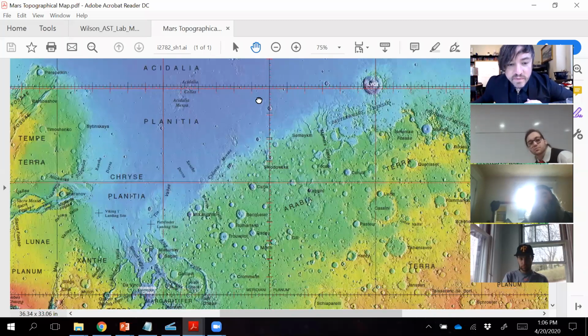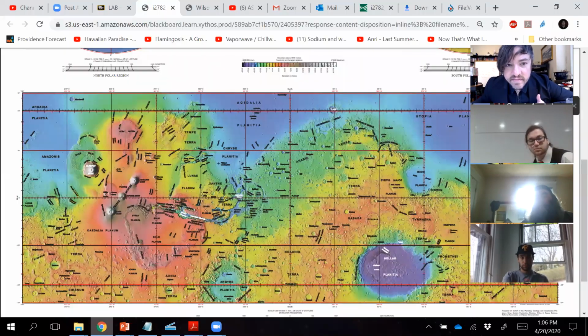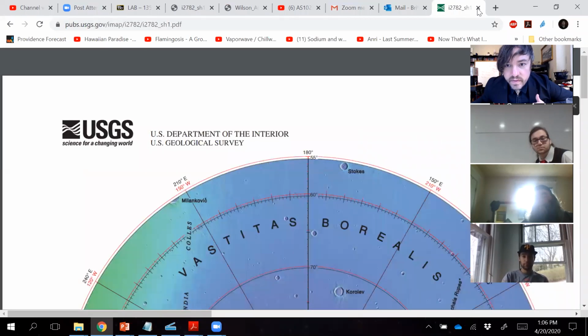This shows us our elevation in meters as a color-coded bar. Remember that this colorful map is really great for seeing the different topographies of Mars, but actual Mars doesn't look like this at all. You guys know what color Mars is, right? What color is Mars? Red. Yeah, super, super red, right?